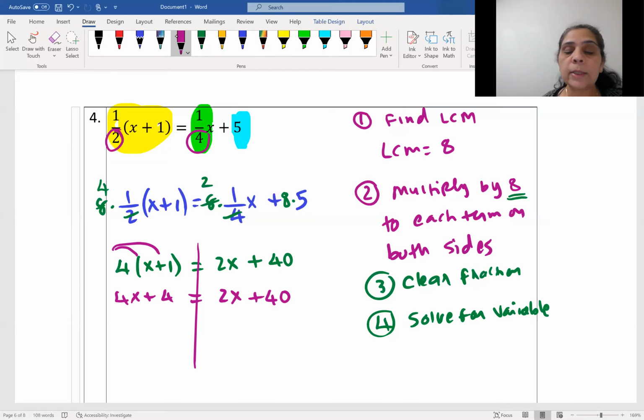We can remove 2x or 4x, either one you can do, but smartly we can just think here, I want to keep positive coefficient of variable at the end of the problem, right? So if I remove 4x, I will end up with negative 2x. Sometimes negative sign messes up, right? So we will try to keep away from negative sign if we can. So I will subtract 2x on both sides. So now we have 2x plus 4 equal 40.